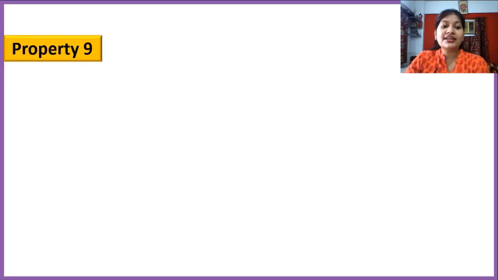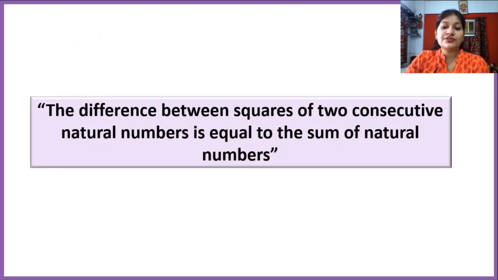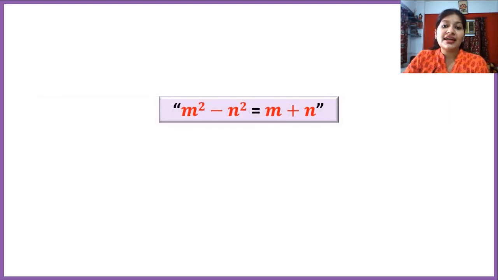So let's move to the last property of square numbers. This property says the difference between squares of two consecutive natural numbers is equal to the sum of those natural numbers. Again, you cannot understand it by just reading the property, so let's quickly move to the explanation. If we are given two consecutive squares and we want to find the difference of those squares, the difference can easily be calculated by this property. Just put m plus n. How?